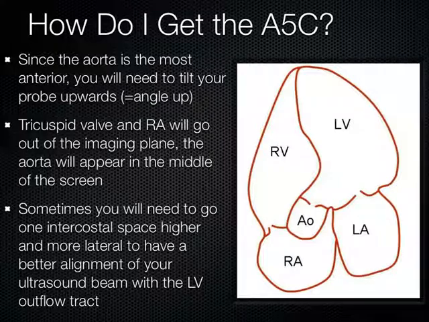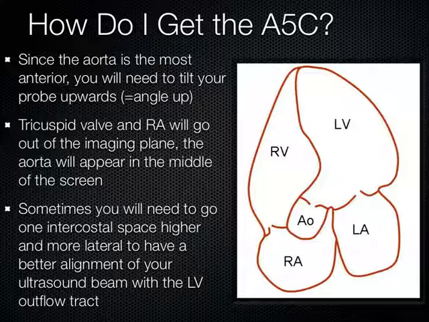Recall that the aortic valve is a little bit more anterior, so once we're in the apical 4, we simply fan the probe a little bit more anteriorly and tilt it up a little bit, and we should see that aortic valve jump into the middle of the screen. The tricuspid valve and the right atrium go out of the imaging plane while the aorta maintains itself right there in the center of the screen.